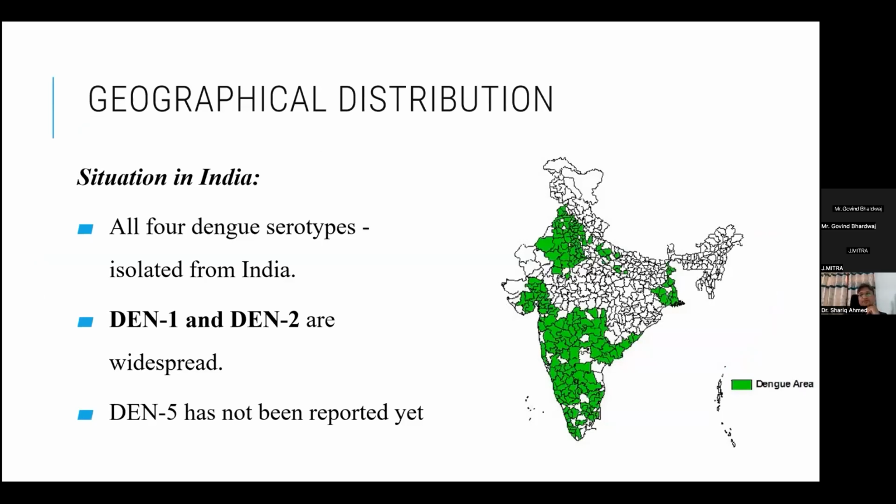And the more affected regions of India are the Haryana and Rajasthan belt, then Gujarat, then some areas of UP, then the southeastern part, and Hyderabad, Telangana, and that region has a very high percentage of dengue infections. All 4 serotypes are found in India, but DEN5 has not been recovered from India till yet.